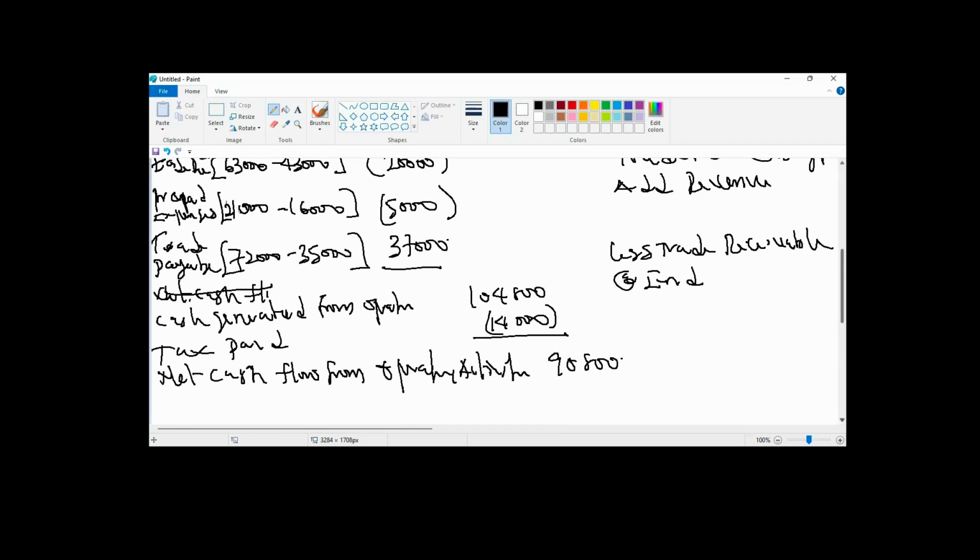That's why we say that in calculation, the difference between direct and indirect method is treatment of operating activities. Investing and financing are the same thing.